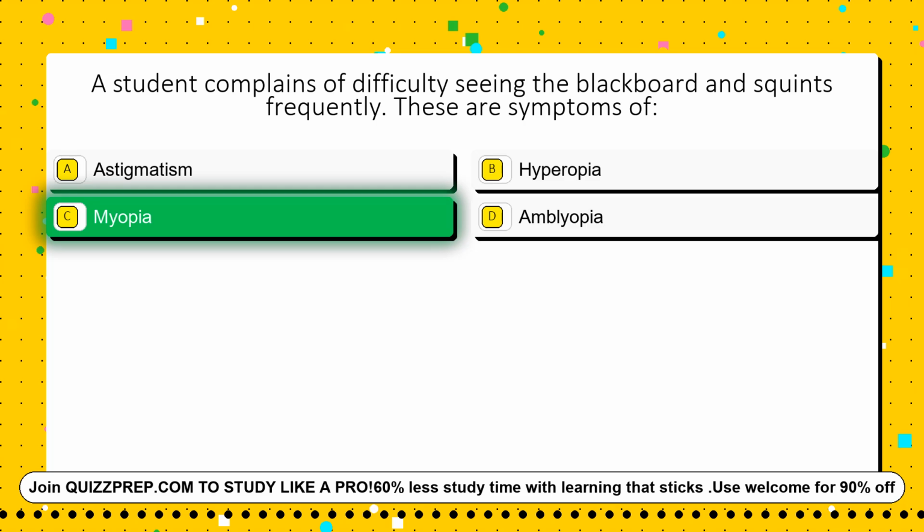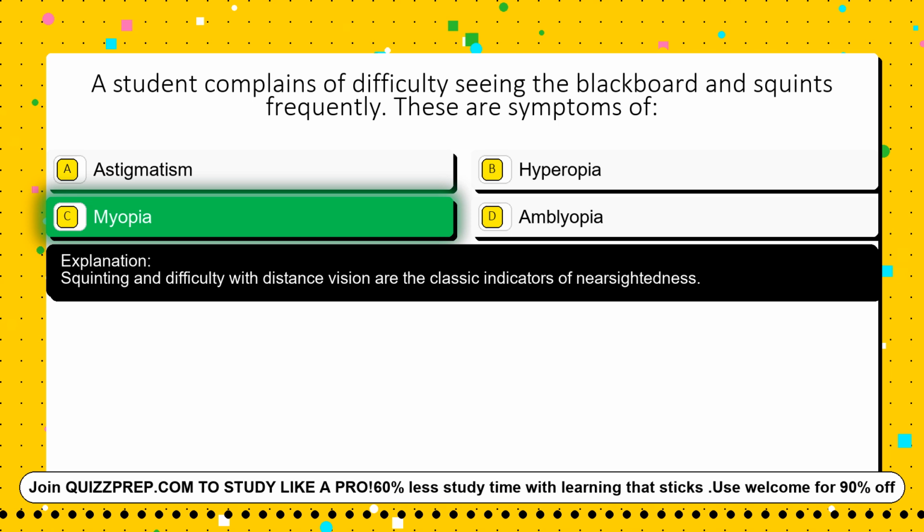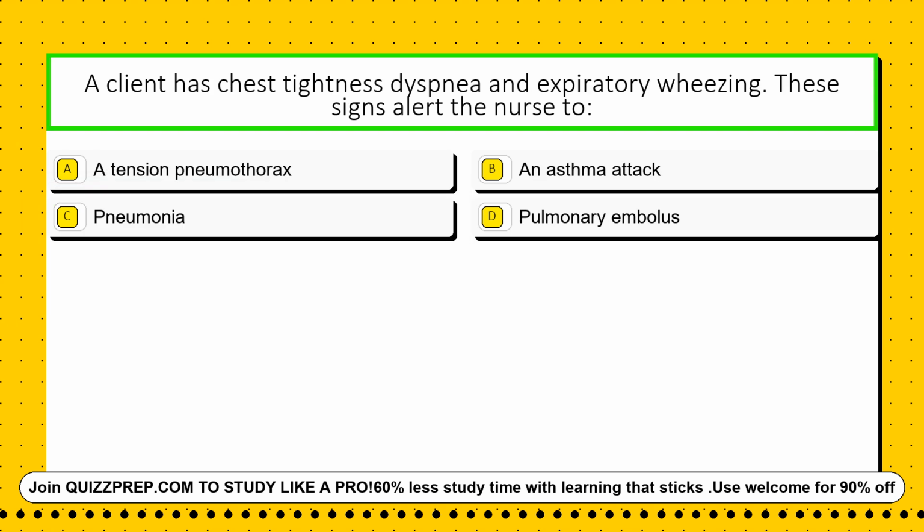The correct answer is option C, myopia. Squinting and difficulty with distance vision are the classic indicators of nearsightedness. Question 125. A client has chest tightness, dyspnea, and expiratory wheezing.